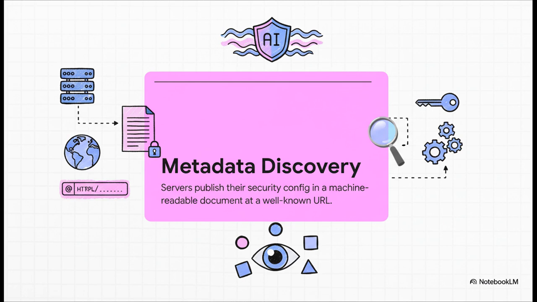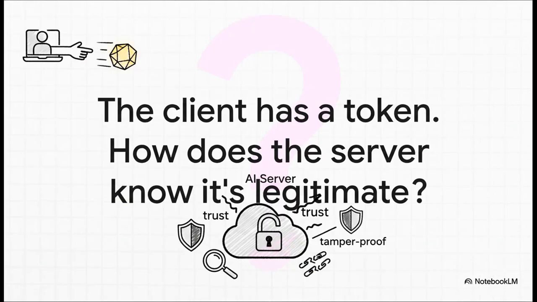Basically, servers publish a machine-readable document at a standard, well-known web address. This file is like a digital instruction manual, telling any client exactly how to communicate with it, where the login server is, what kind of tokens it likes, and where to find its security keys. This allows the whole system to pretty much configure itself. Pretty cool, huh? All right, let's move on to the next critical step.